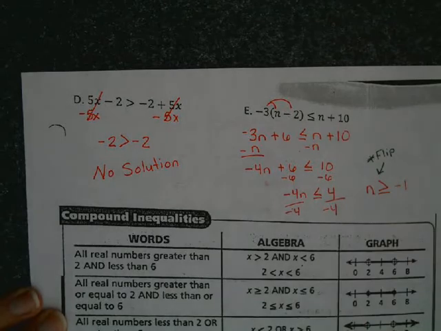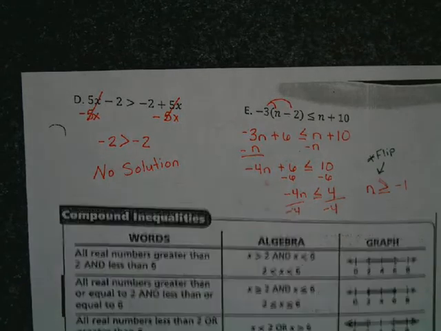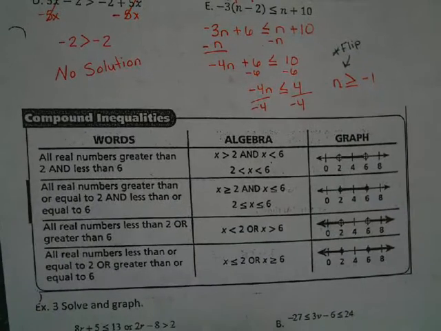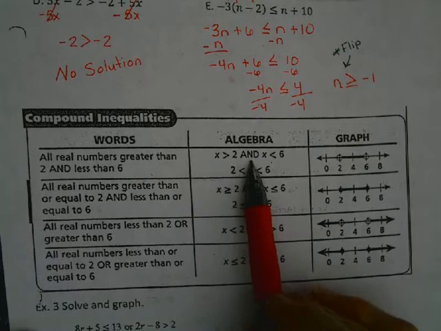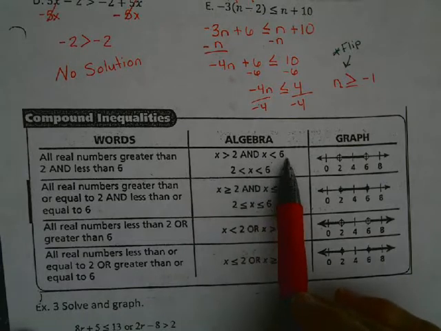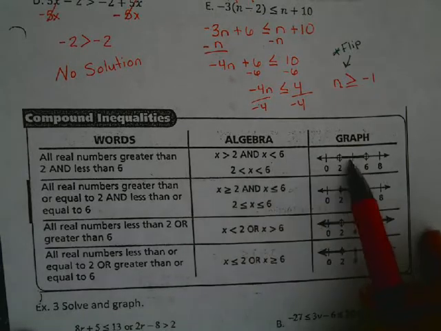All right, the next ones are called compound inequalities. It's when you want your numbers to be between two things. So x is greater than 2, and x is less than 6. The numbers between 2 and 6 would be what you're looking for.